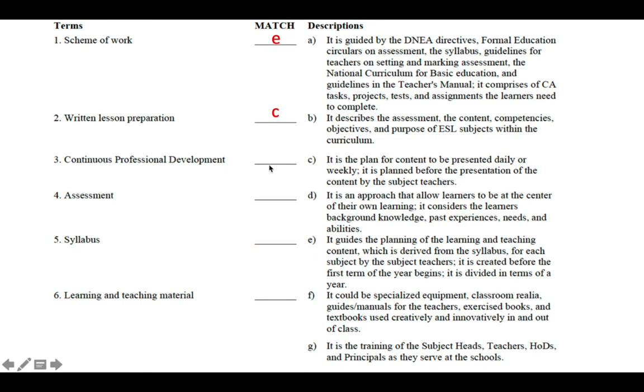Continuous professional development, what is it? It is G. It's the training of the subject head, for everybody in the school, teachers, HODs, or principal, as they serve the school. And also continuous professional development is not only done by the school, but it should be something that you do yourself. That's why we are advised to advance our studies, like studying further. That's all part of professional development.